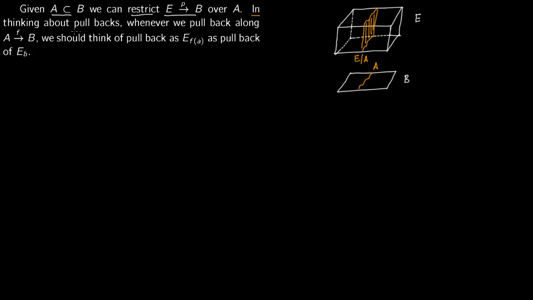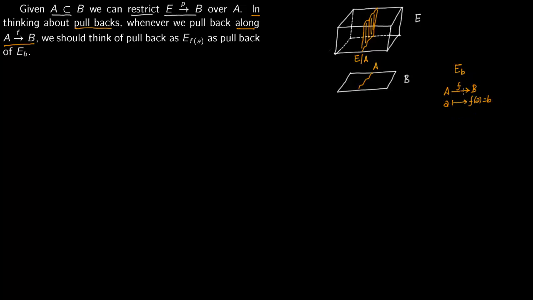Now whenever you think about pullbacks, if you pull back along this map F from A to B, and you're given a vector bundle over B, it will have on every fiber something that looks like E of B. So A goes to B via map F. So F of A is equal to B here. This A gets mapped here to some element B.